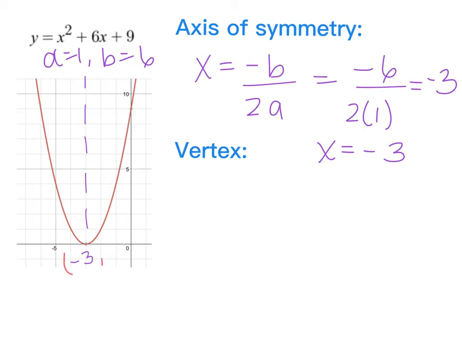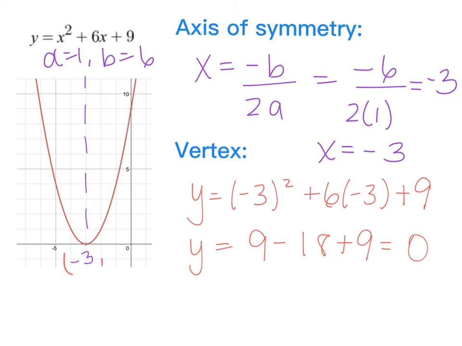So I'm going to then plug my negative 3 back into my original function to figure out my y value when x equals negative 3. So that actually ends up being y equals 0, which is very nice. So that's going to hit right on the x-axis, which is also going to be an x-intercept. So that means that my vertex is going to be negative 3, 0.